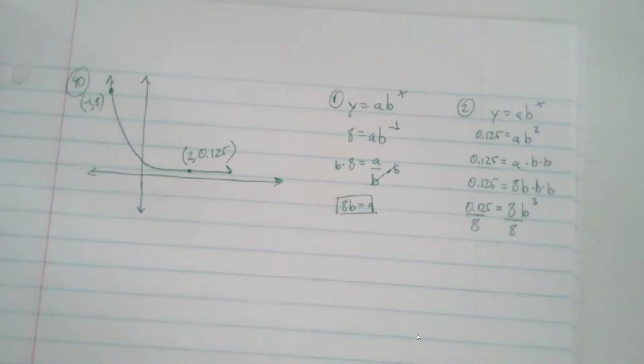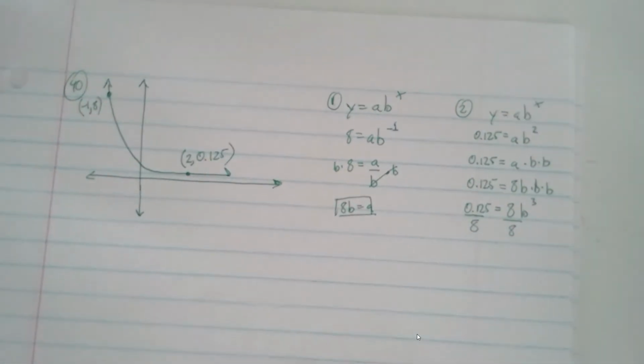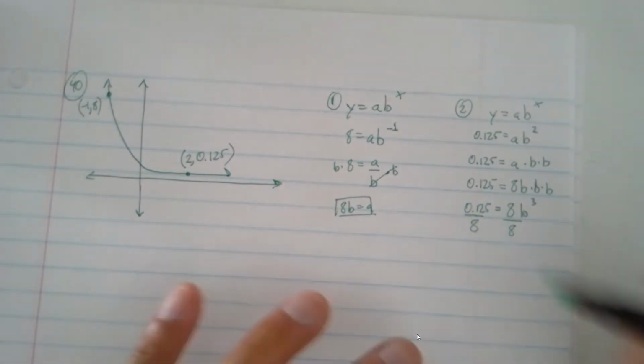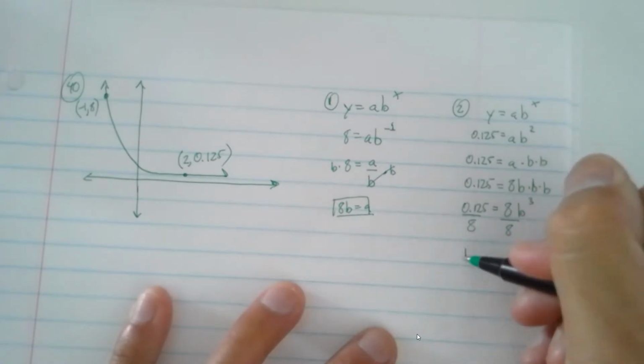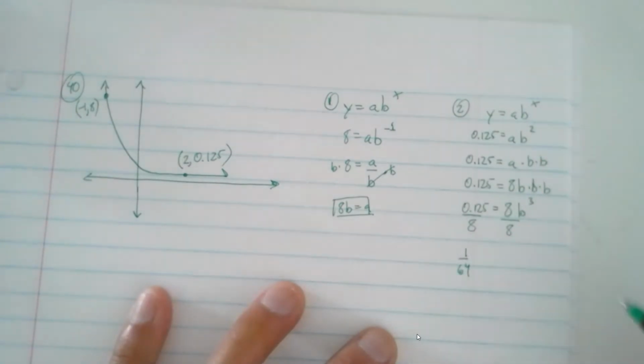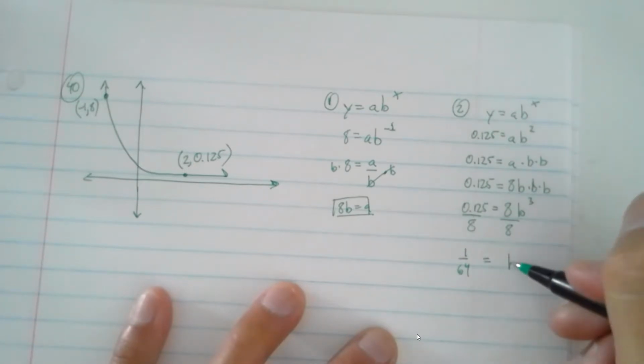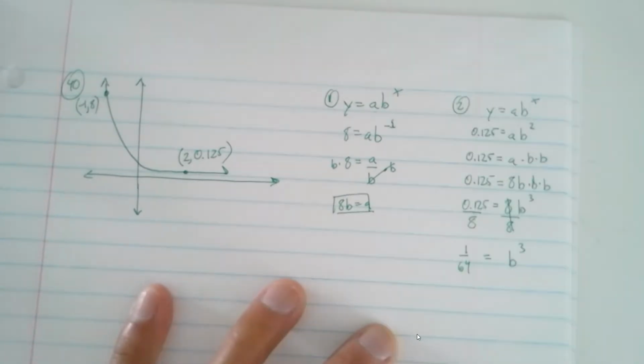What does that simply come out to? 1 over 64. Oh, that's a nice way of putting it. Okay, 1 over 64 is equal to b cubed. That's what I have at the moment.